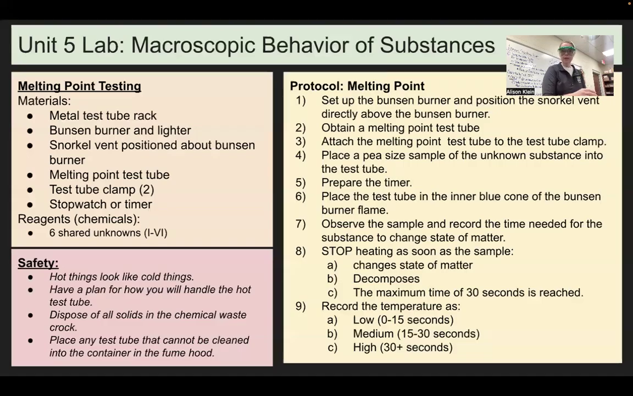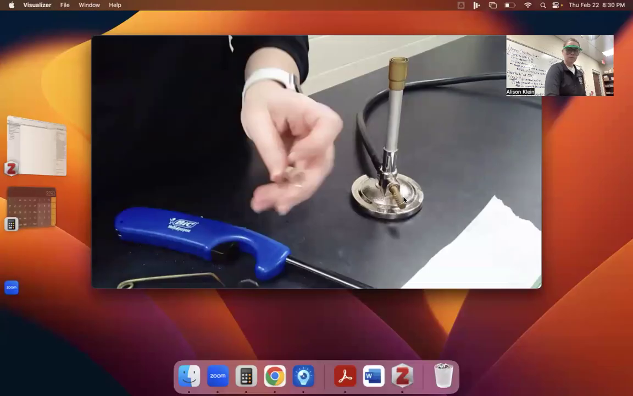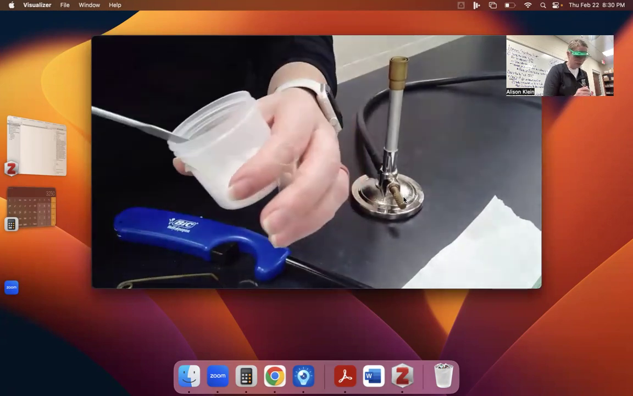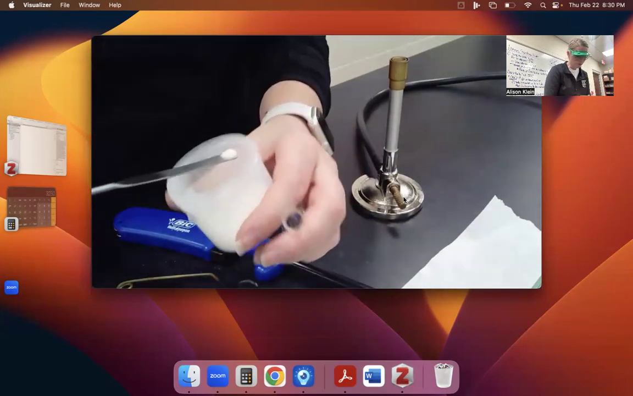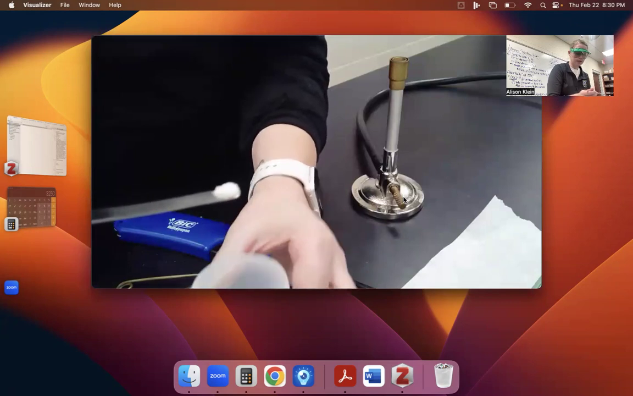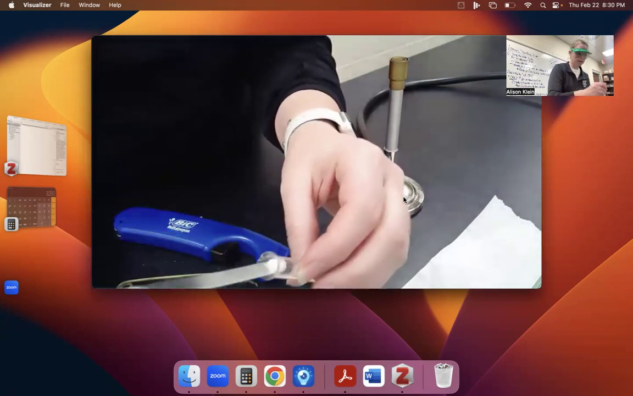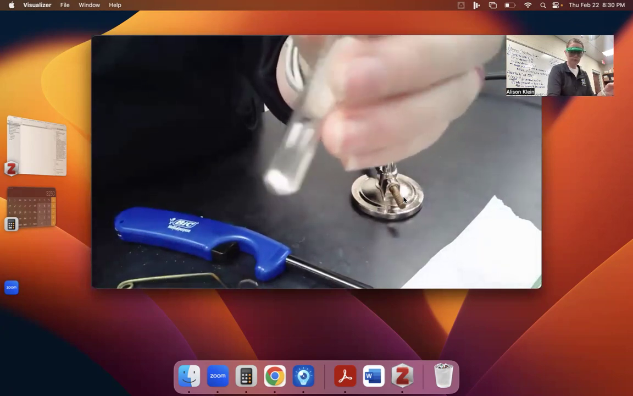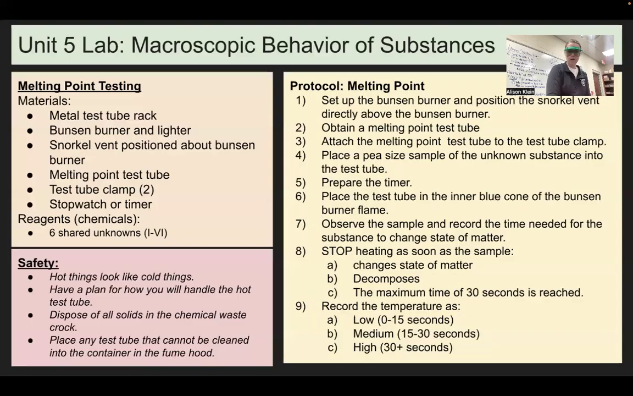I'm going to place a pea-sized sample of my unknown substance into the test tube. We're doing substance number 1. So that would be a pea-sized sample into the bottom of my test tube. So there's my sample. And I'm going to prepare my Bunsen burner. I'm going to prepare my inner blue cone, and then we're timing.